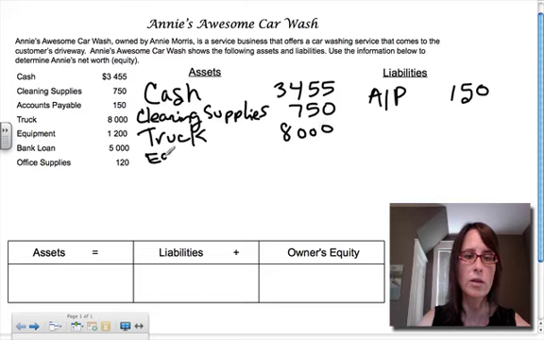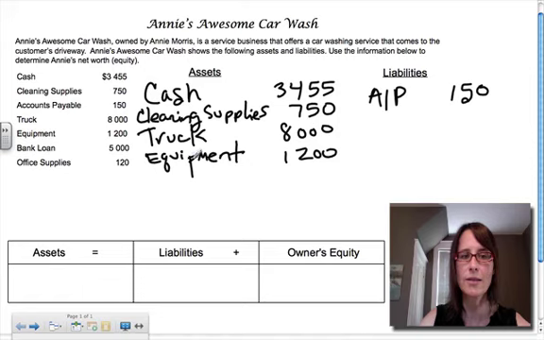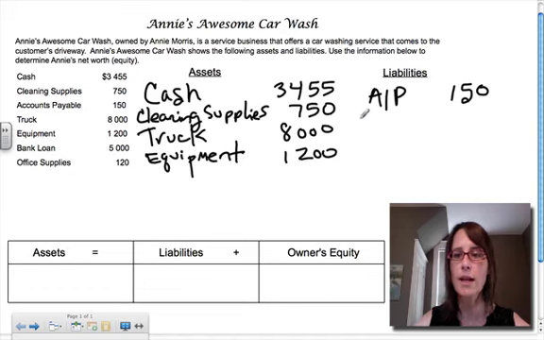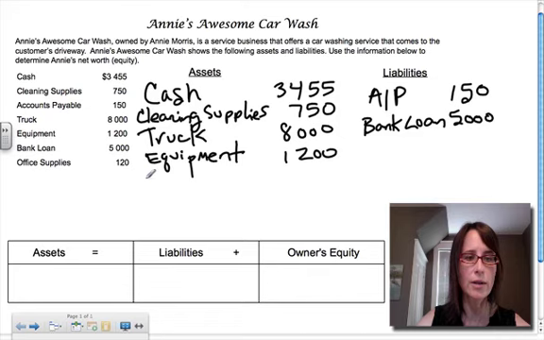And the equipment, which could include hoses, cleaning equipment, is valued at $1,200. So all we're doing here is classifying the accounts as to whether they are assets or liabilities. The bank loan is a debt. She may have incurred a bank loan to acquire the equipment or the truck. So let's list it under liabilities. And the last one is office supplies, $120.